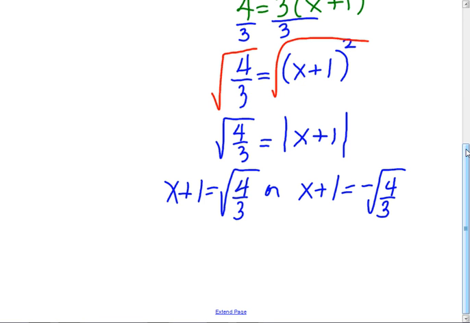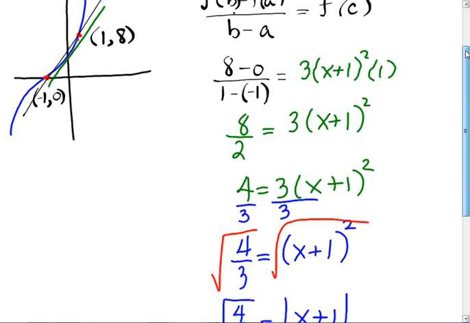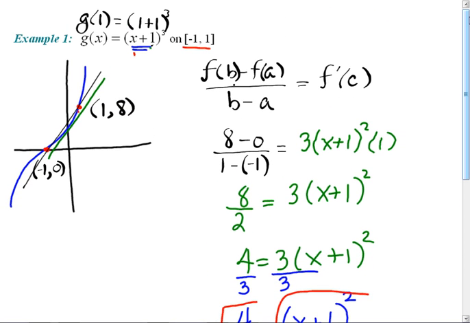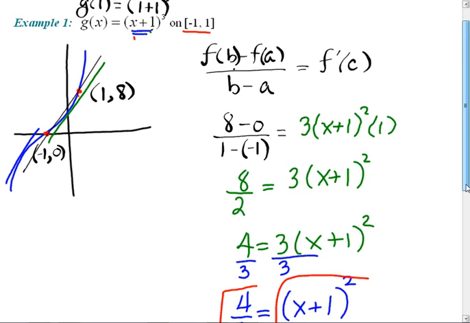Let's look at our picture. How many answers are there? I'm on the interval from -1 to 1. There is another place. It's over here, but it's not in my interval. You have to check your answers. So I really don't need the negative one. I just need the positive one.